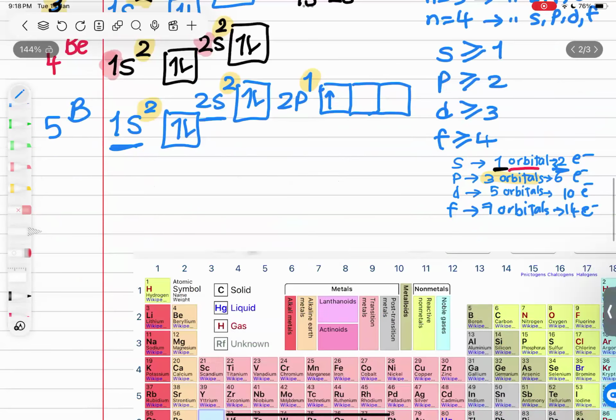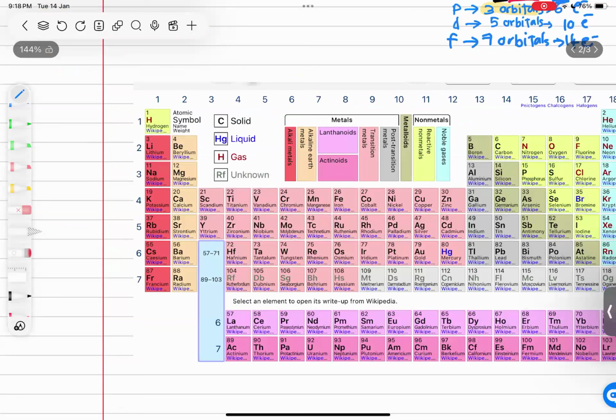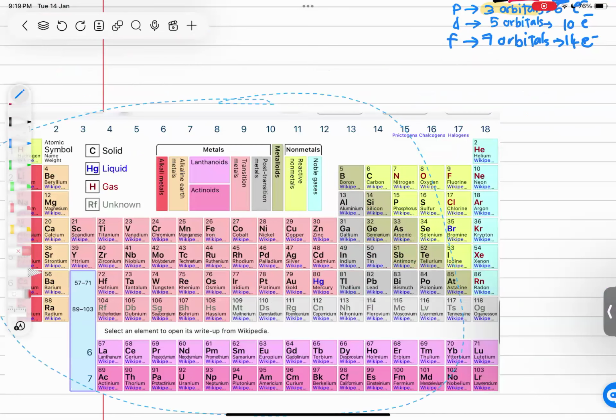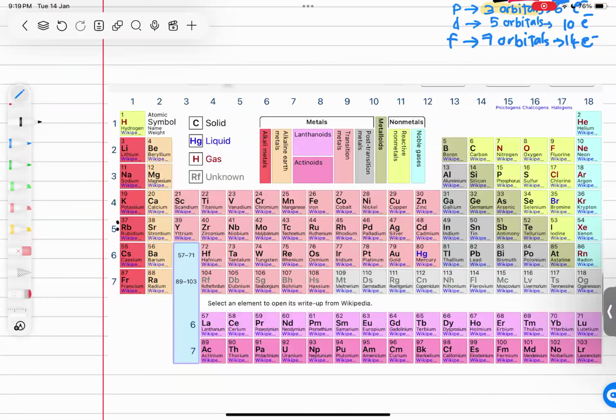Okay, let's just make it a new one. So this is again 1s. What is the relation between this and the configuration? The numbers 1, 2, 3, 4, 5, 6, 7, 8 are actually the period numbers. So this is period 1, this is period 2; these are the horizontal rows, 1, 2, 3, 4, 5, 6, 7. And these are the group numbers.